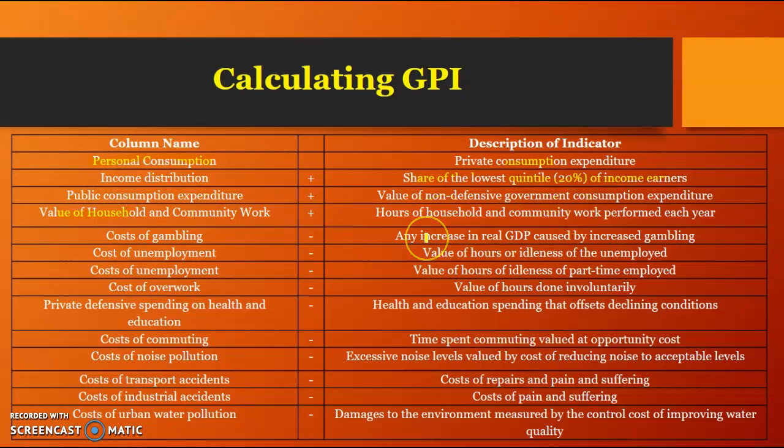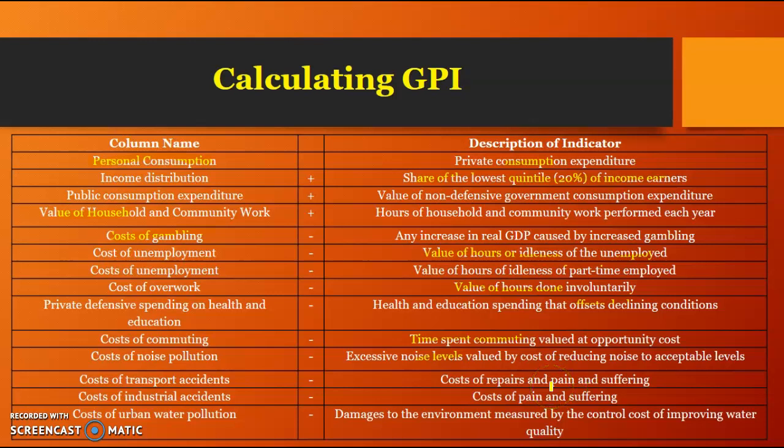And then it starts to deduct some problems that occur. It deducts spending on problem gambling. It deducts a figure for the amount of hours of idleness for the unemployed. It deducts the value of hours of overtime done involuntarily. It deducts the time spent commuting. It deducts excessive noise pollution. It deducts things like the cost of repairs and pain and suffering from transport accidents.